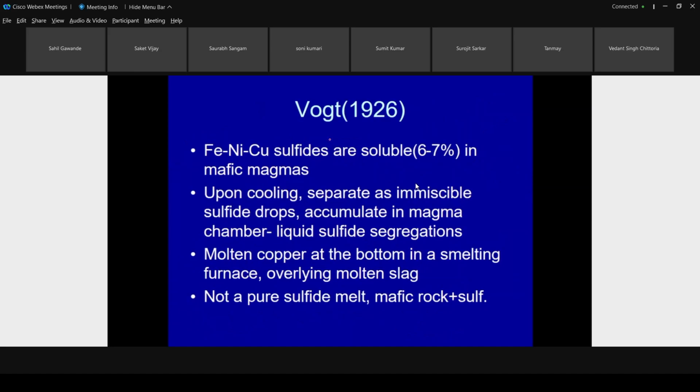Vogt was a scientist in 1926. He studied this and said that iron, nickel, copper sulfides are soluble up to 6 to 7% in a mafic magma. Upon cooling of this mafic magma, certain minerals separate as immiscible sulfide droplets. Suppose you have a magma here, when crystallization is happening, certain sulfide droplets will be there. They are immiscible and they will start accumulating in a magma chamber at the bottom.